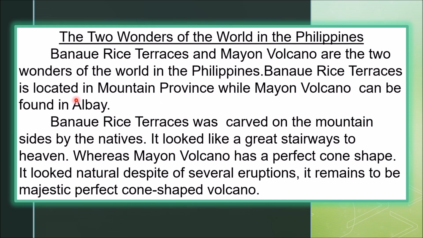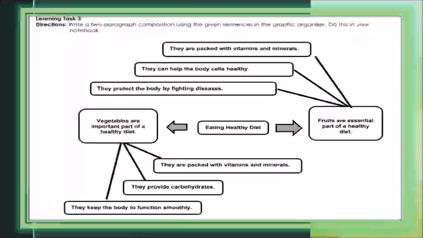You should observe that the first sentence is indented, with the use of the correct punctuation marks and also the capitalization of each particular place. Okay? Good job, kids. Next, another one for learning task 3. Write a 2-paragraph composition using the given sentences and the graphic organizer. Do this in your notebook.